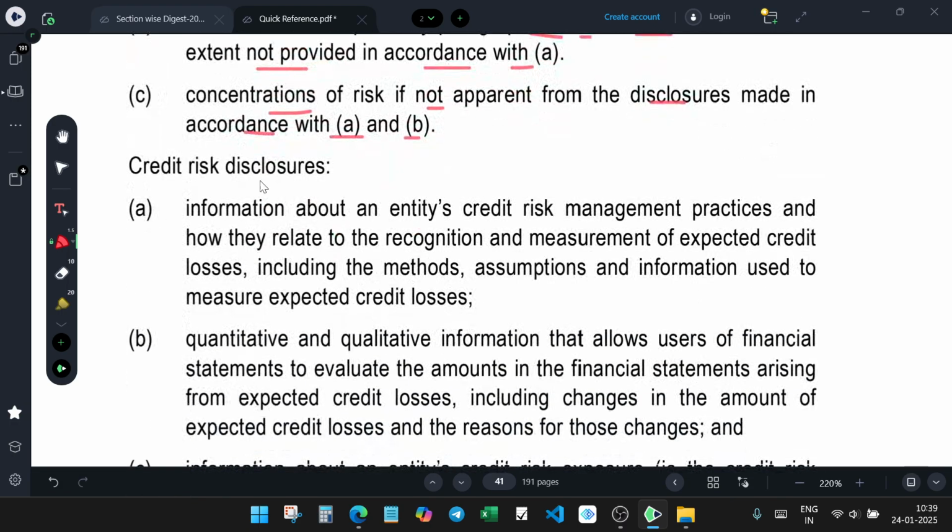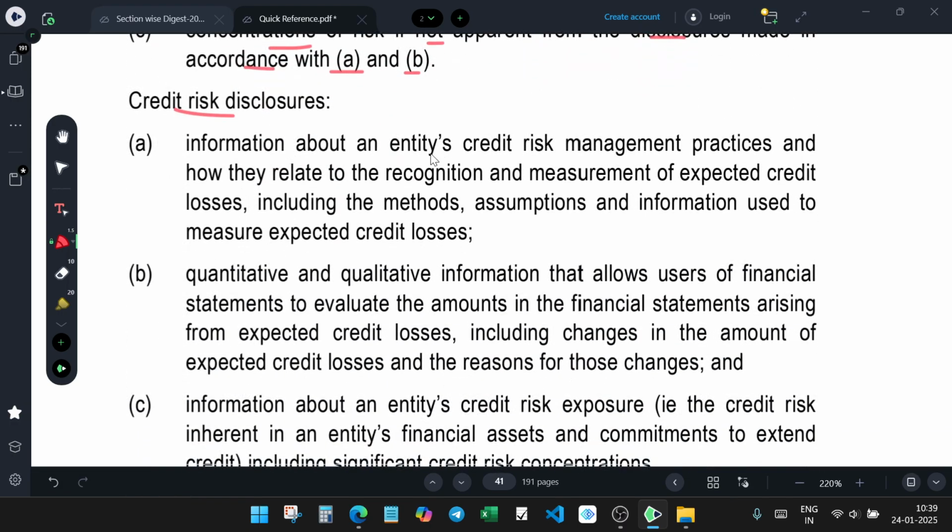Okay. Credit risk disclosure. Information about the entity's credit risk management practice and how they relate to recognition and measurement of expected credit losses, including the method, assumptions and information used to measure expected credit losses. So what is this credit risk? How is it going to be managed, you also need to see. What is this credit risk, and the risk management practice.